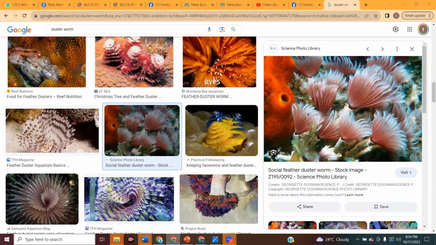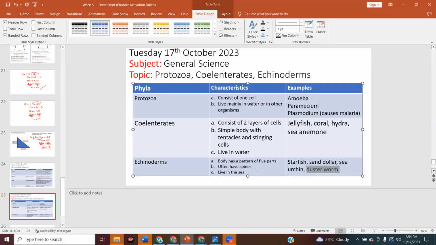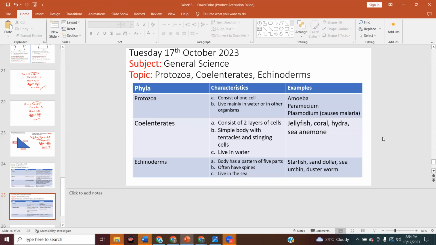These are echinoderms. Again, they live in the sea, they often have spines. So those are the three that we can talk about.